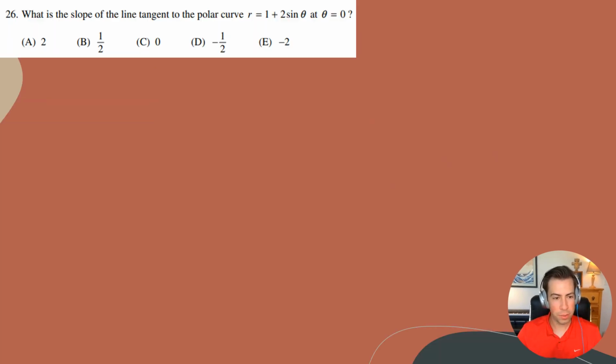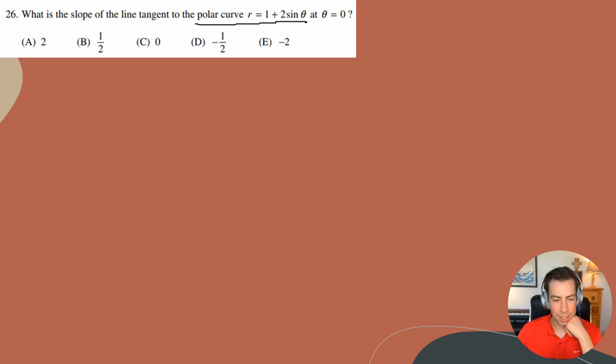So for question number 26, we have: what is the slope of the line tangent to the polar curve r equals 1 plus 2 sine theta at theta equals 0? Now, I think this is a really good exercise for a problem because you'll have to review polar coordinates again.